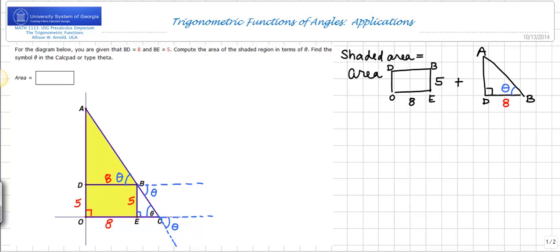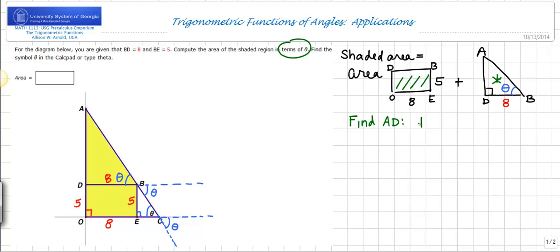Now pondering this for a second, here you have a set area. Here in the triangle, you have the possibility of the area needing a little more help because you don't know AD. Okay? So if I want to find AD, and the problem indicates that you're going to have theta in the answer, then anytime you have a right triangle, an angle, and a side, you can express the other sides in terms of the angle and the given side.